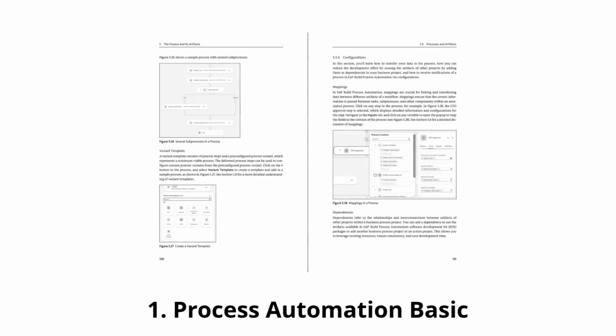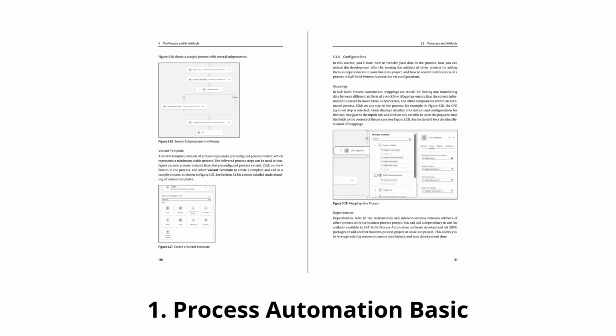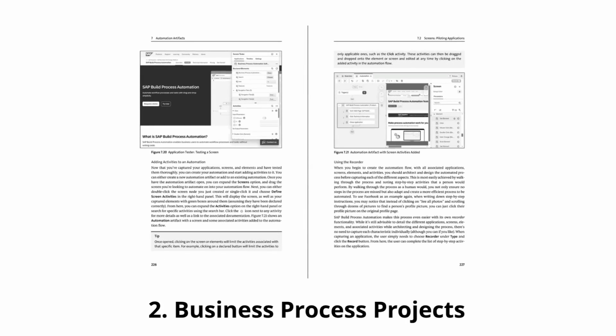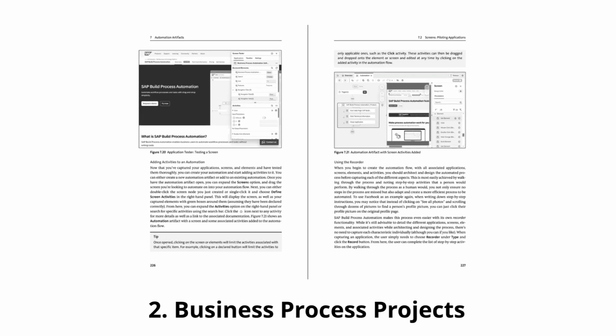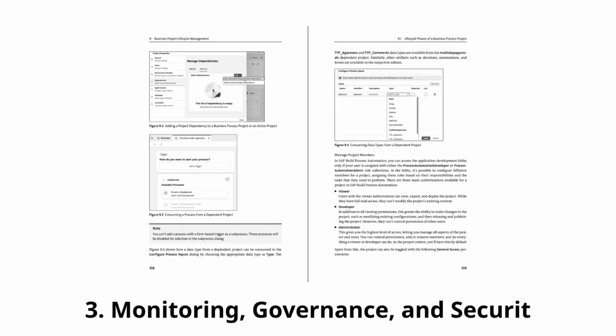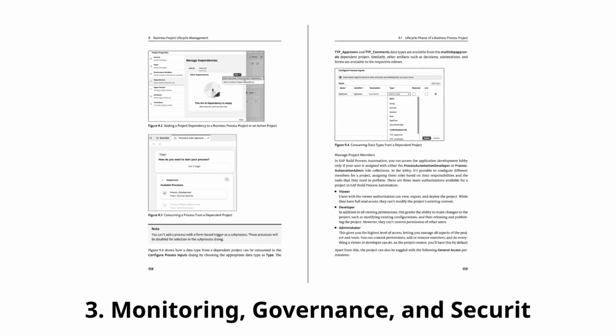So, what makes this book stand out? Let me highlight the key areas you'll master. 1. First, you'll master the process automation basics, understanding the architecture and lifecycle. 2. Second, you'll get click-by-click instructions on business process projects, learning how to create automations and decisions. 3. And finally, you'll learn the crucial part, monitoring, governance, and security, like how to manage user roles and permissions.